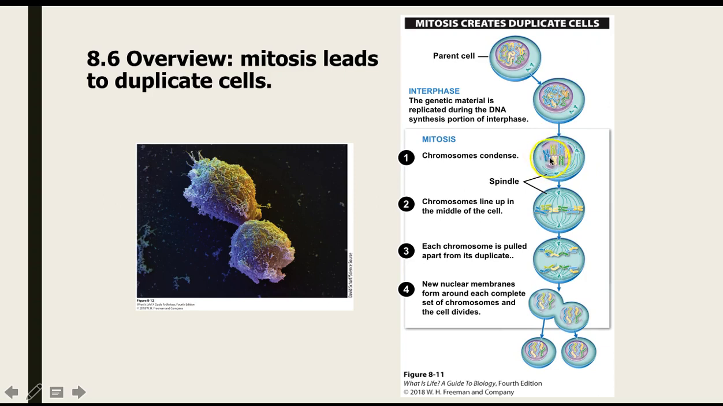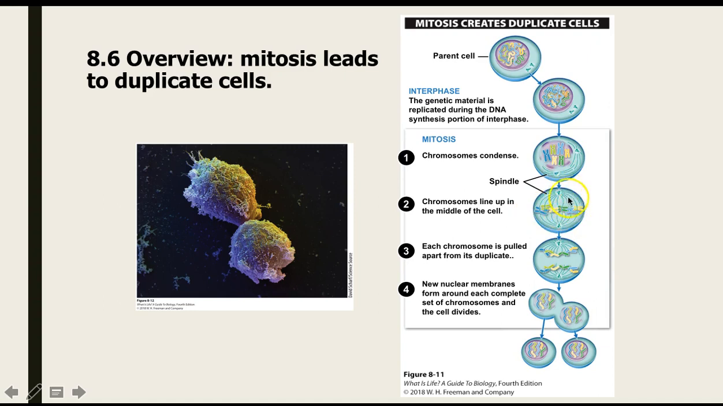And here you can really see how those duplicate chromosomes, it's not as clear here, but you can see how they're attached at that centromere. And then there's other stuff going on that I'll describe to you later when we get into those individual steps. The next step is where they line up in the middle.